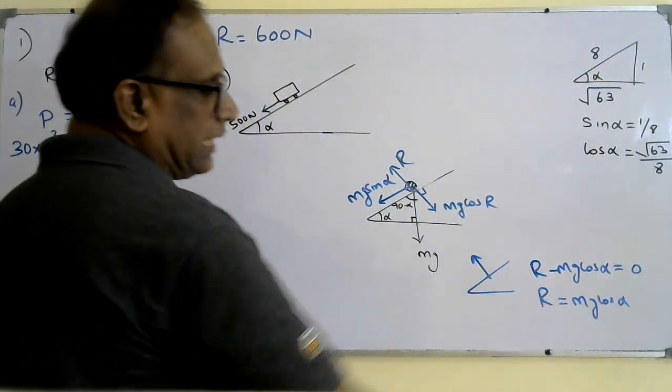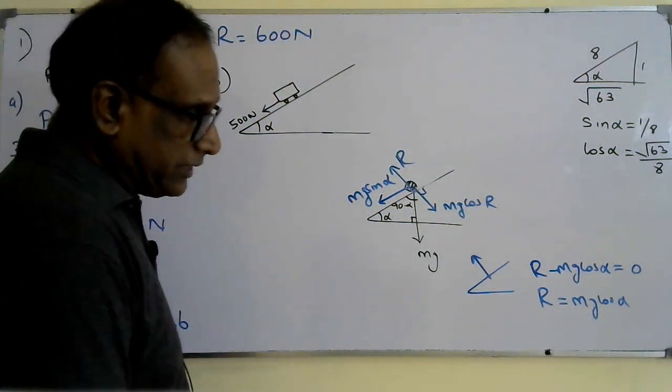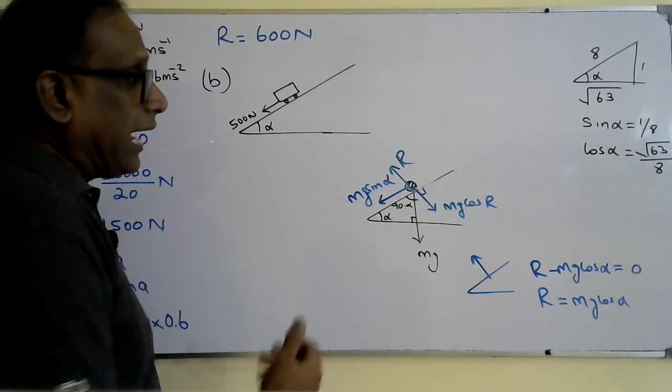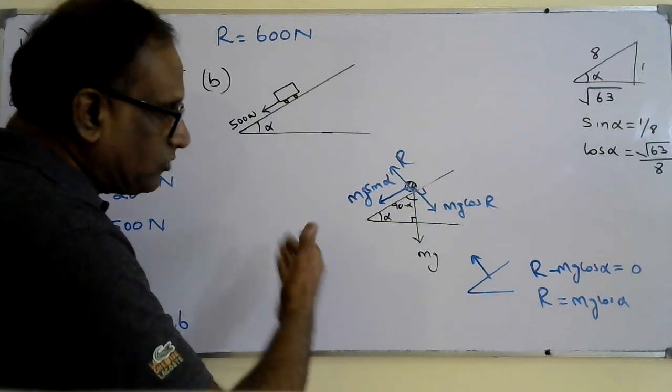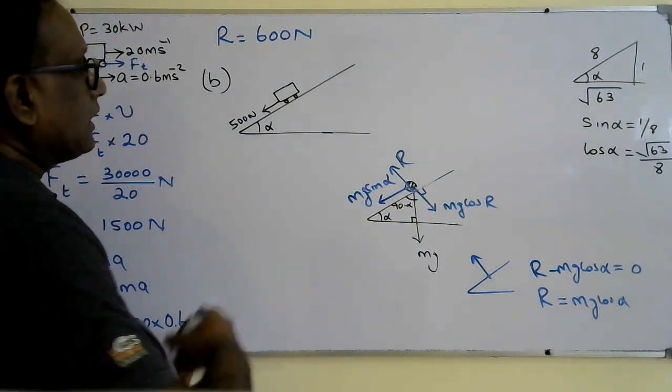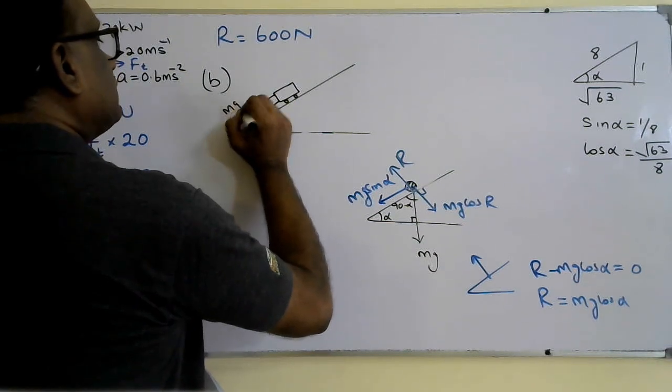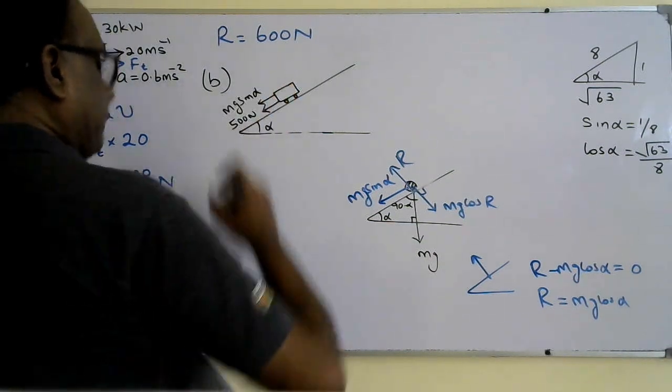We will do certain questions later. We might use this one, R equals mg cos alpha, when an object is kept on a slope. And the component of the weight along the slope down will be mg sin alpha. So there will be a component of the weight along the slope down, that will be mg sin alpha.